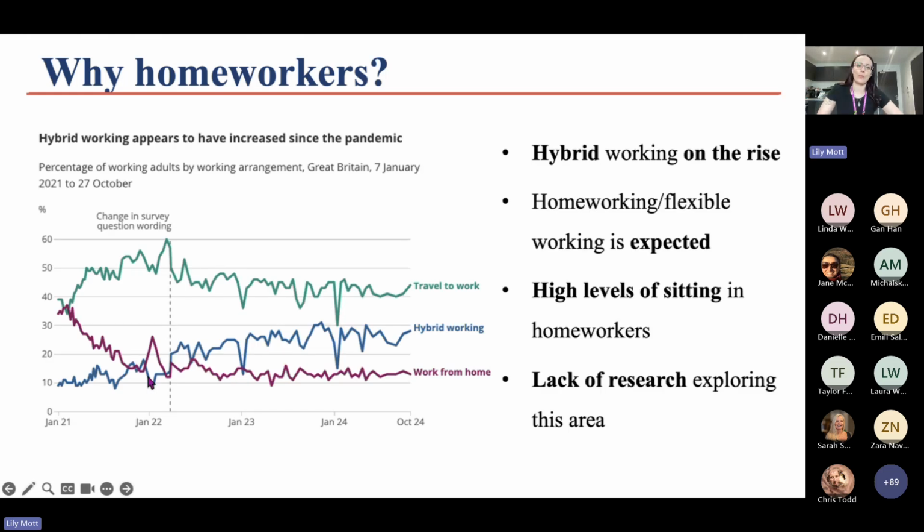So why am I focusing on home workers in particular? As you'll all know, following on from COVID, a lot of people now work in a hybrid way, spending all or part of their working week working from home. The graph on screen is from an ONS survey, and it shows the levels of hybrid working are actually on the rise. And more broadly, home working or flexible working is now expected by quite a lot of UK workers, which was in the same ONS study. And we know that high levels of sitting continue to be seen in home workers, and there is a lack of research exploring the home working environment.